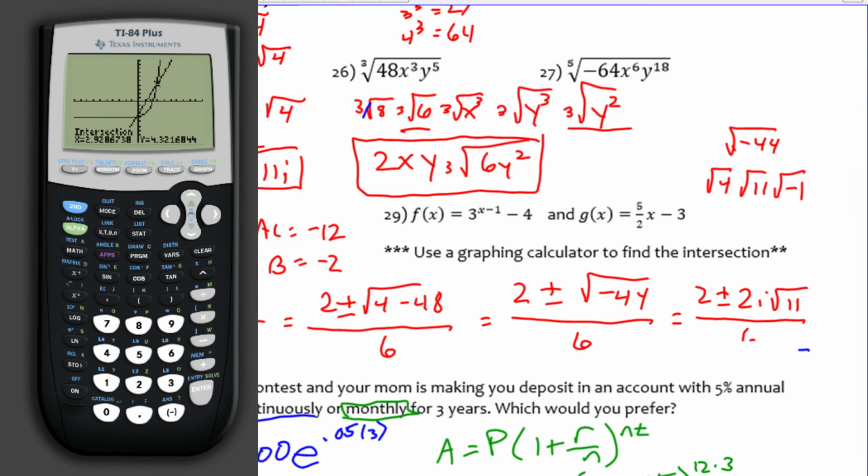So that's just using the graphing calculator, typing both functions into y equals, and then asking the calculator to find the intersection of those two functions.